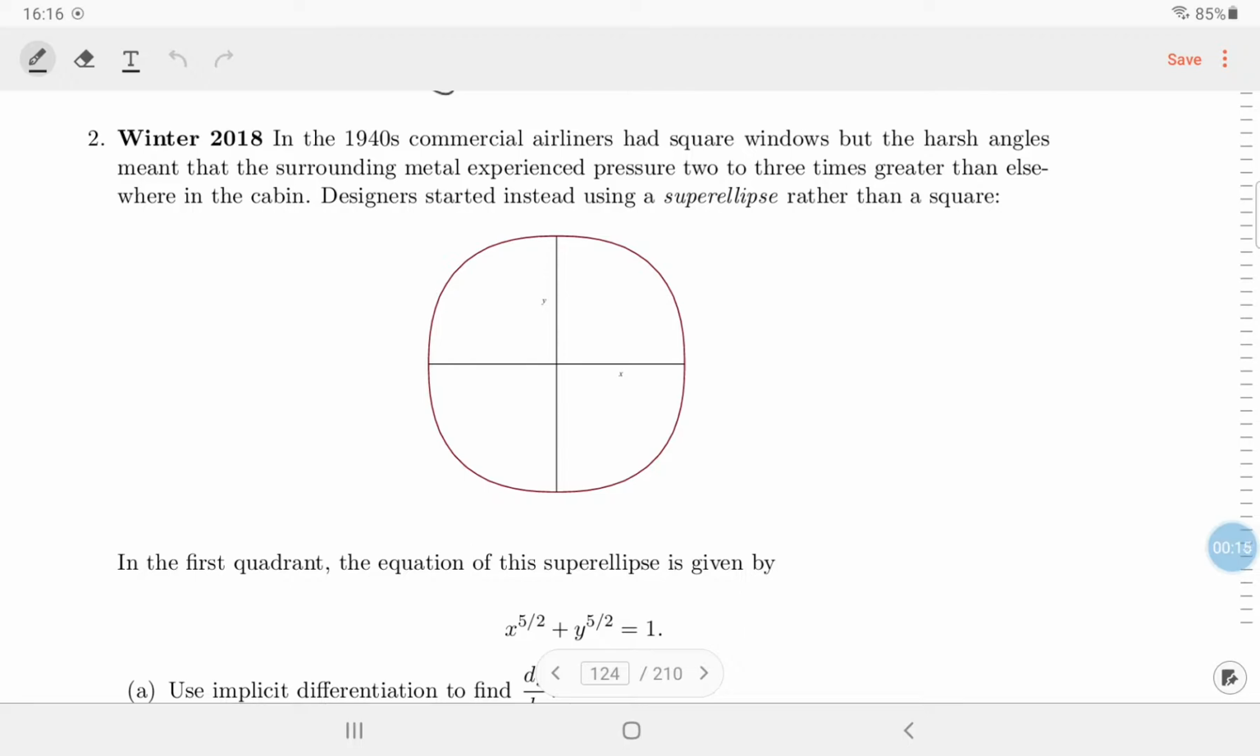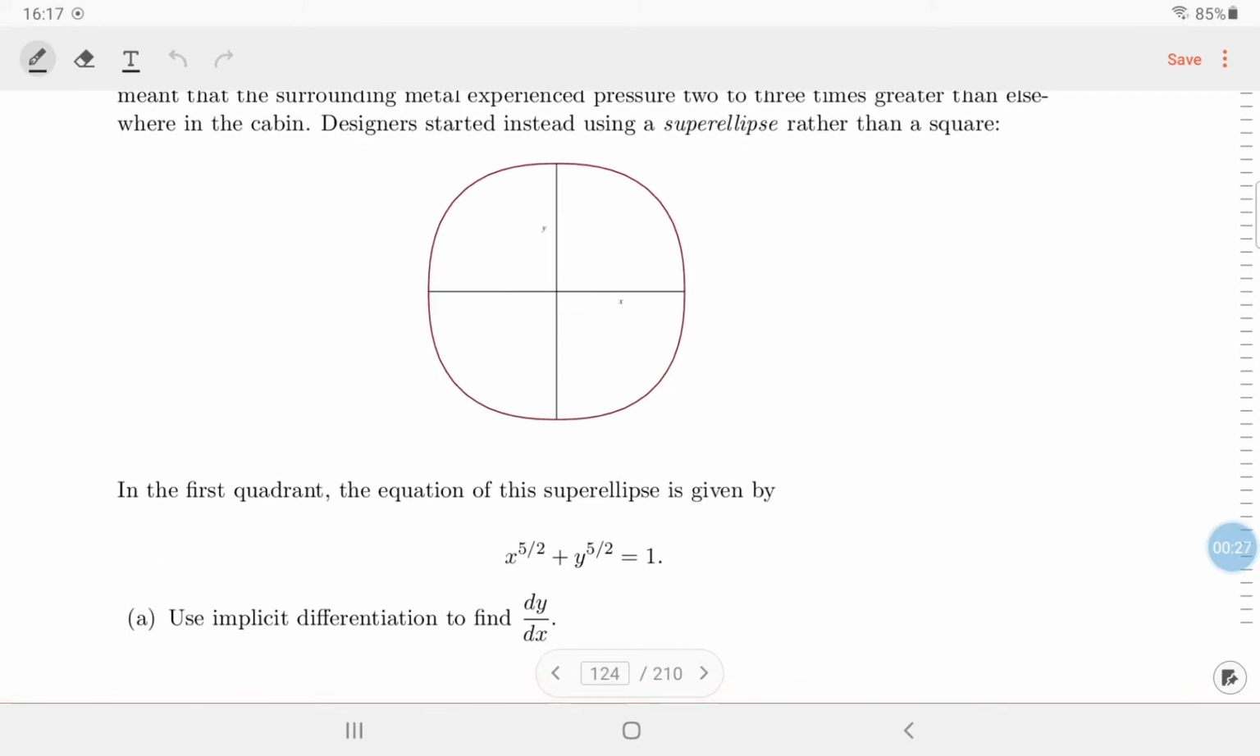In the 40s, commercial airliners had square windows, but the harsh wind angles meant that the surrounding metal experienced pressure 2-3 times greater than elsewhere, and the cabin designers started using a super ellipse. So this is the shape that you might recognize from an airplane. In the first quadrant, the equation is given by this.